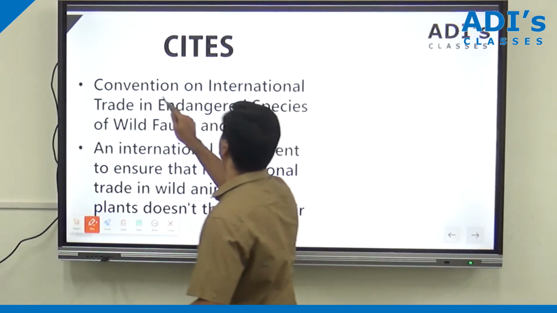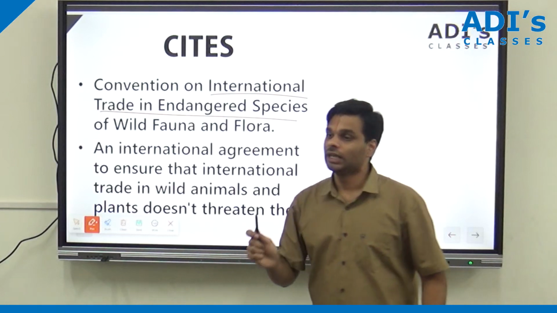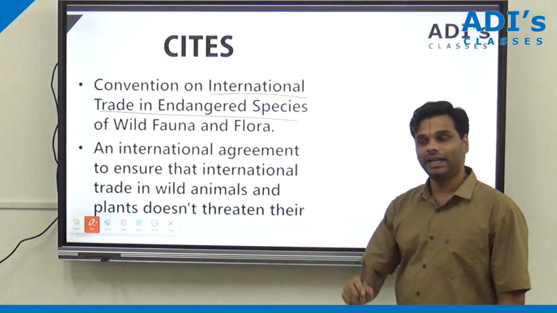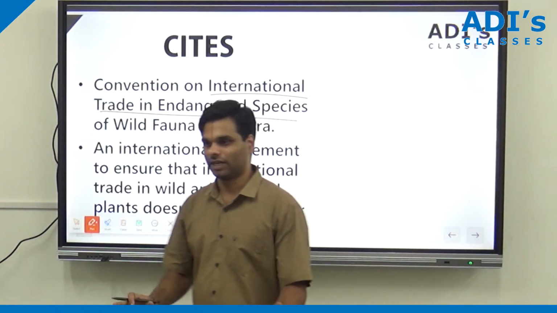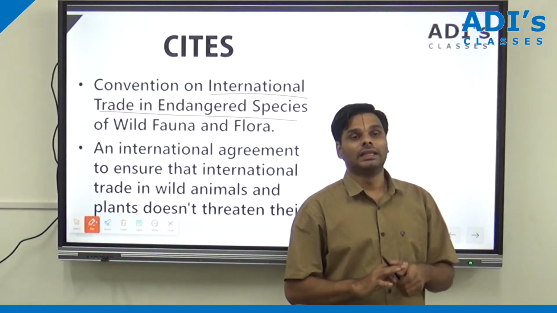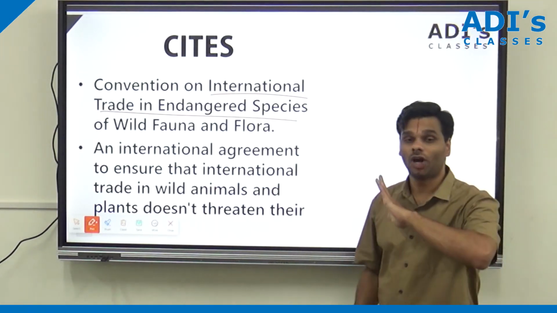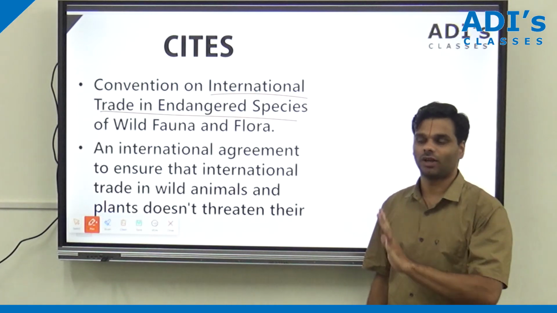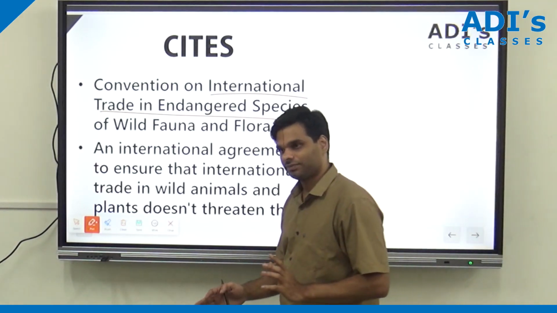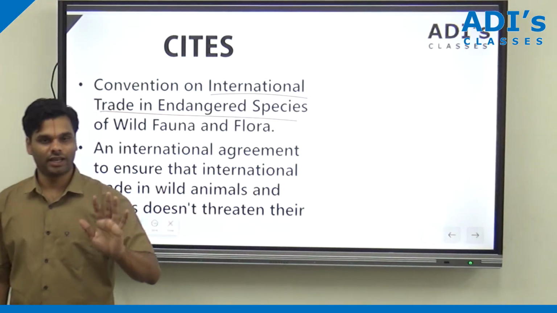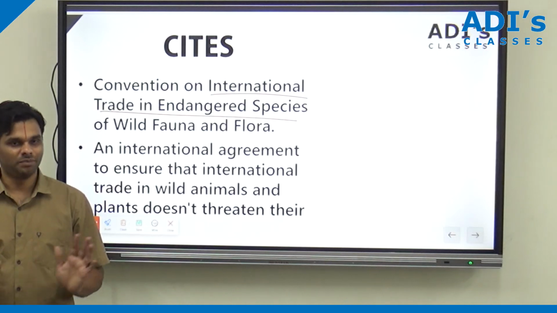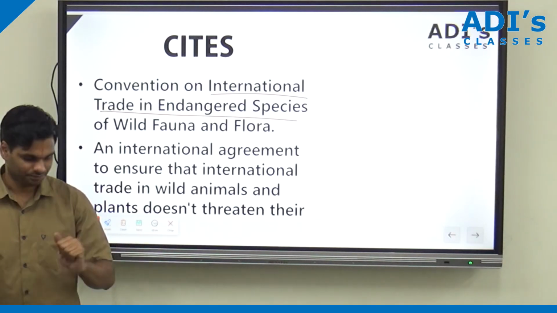What is the full form of CITES? Convention on International Trade in Endangered Species of Wild Flora and Fauna. Flora means plant-based, fauna means animal-based. So this is a convention that says do not trade in endangered species of animals and plants. We know the animal is endangered, that means we have to take care of those species, to maintain ecological balance.